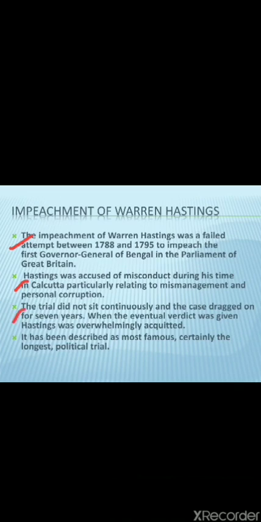The trial did not sit continuously and the case dragged on for 7 years. Can you imagine? The case dragged on for 7 years. When the eventual verdict was given, Hastings was overwhelmingly acquitted. So he was acquitted of the charge. It has been described as the most famous, certainly the longest, political trial.